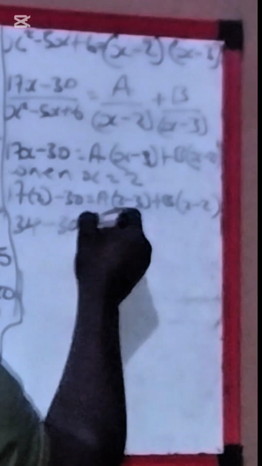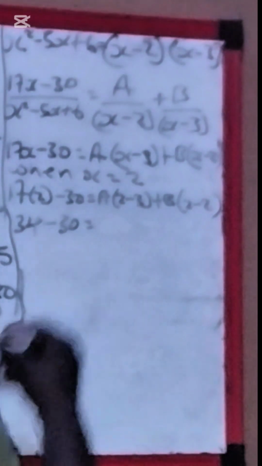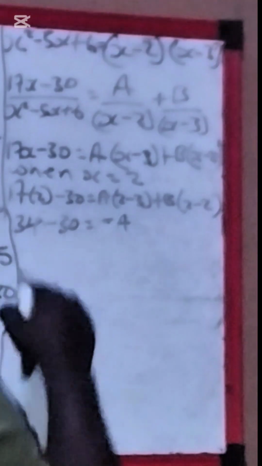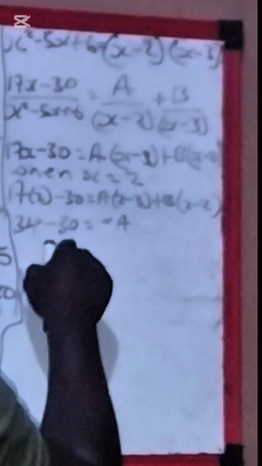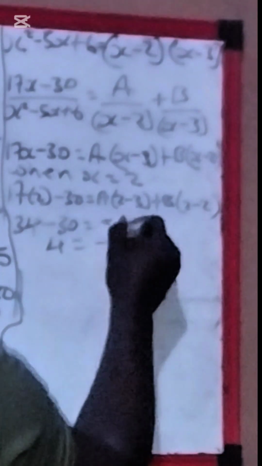Minus 30 equals a times, 2 minus 3 gives us minus 1. Minus 1 times a is minus a. Then 2 minus 2 gives us 0, so 0 times b is 0. That is already done. So 34 minus 30 gives us 4. That means 4 equals minus a.